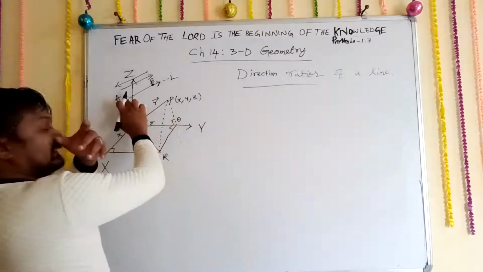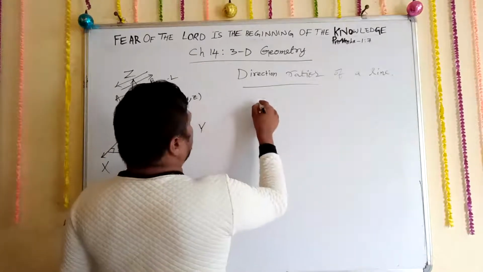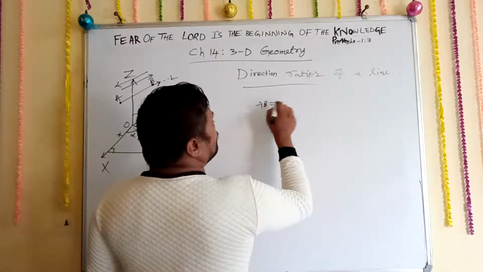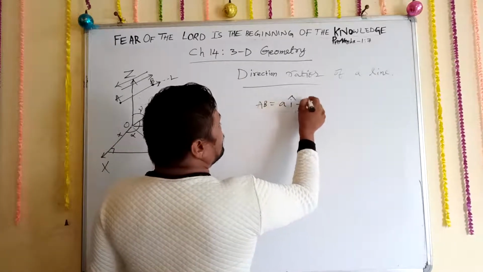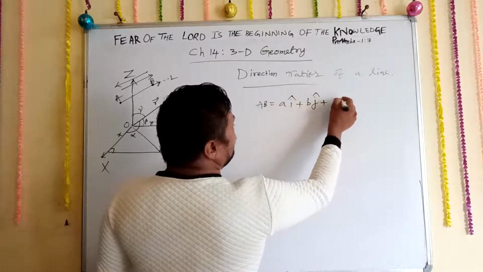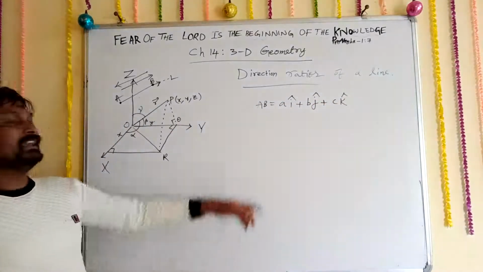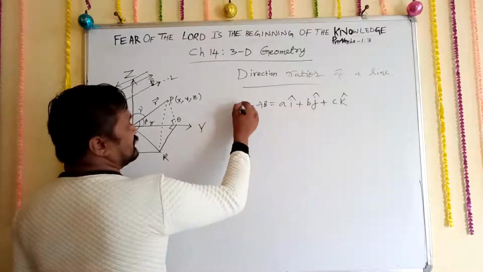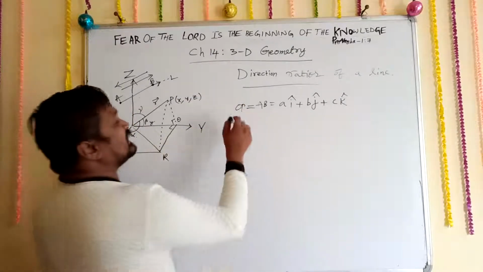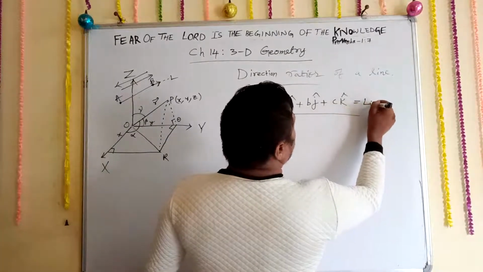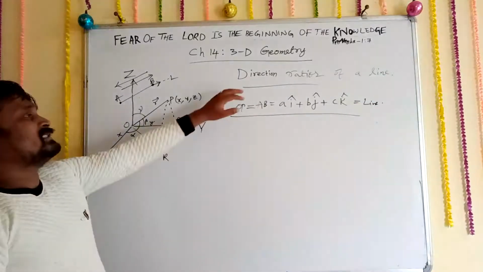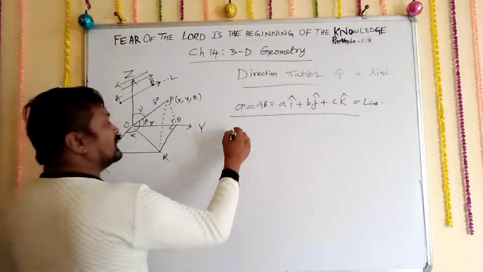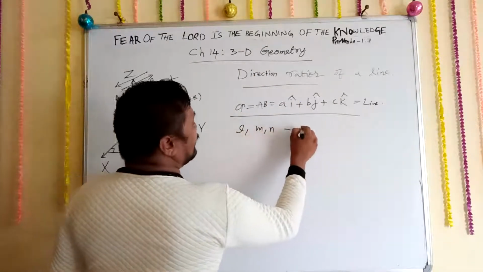First, let me read the line AB. We can write it as A i cap plus B j cap plus C k cap. This we can also write as OP. Just remember it is a line, and this is the line equation. Okay, so what is the ratio? Direction ratios relate to the cosines. The cosines are what? L, M, N, the direction cosines.